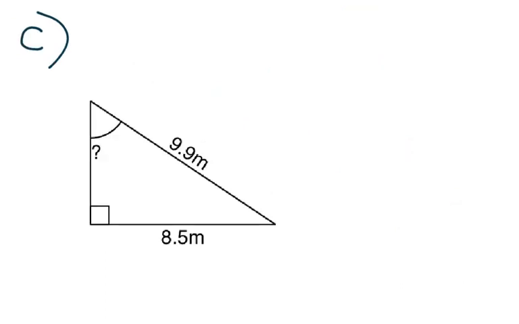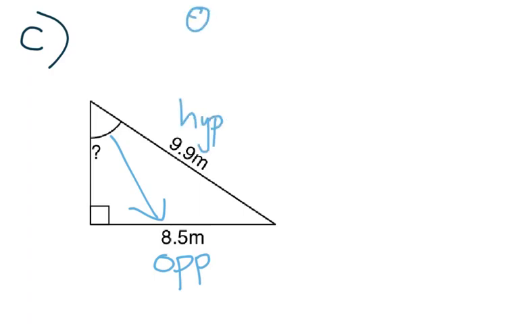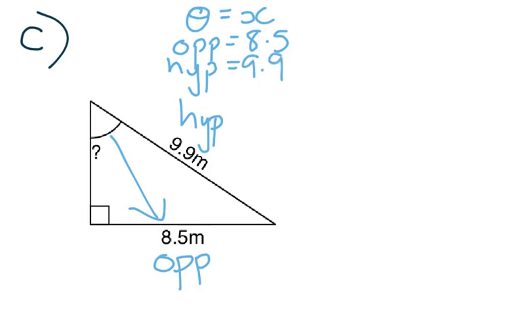Our third example is a little bit different. If we have a look, we label our sides. So we've got an angle here that's labelled, but we don't know what that is. We go across the triangle to get our opposite side, and then we have our hypotenuse here. So this time, it's our angle that we don't know. So our angle is x. Our opposite side is 8.5. And our hypotenuse is 9.9. We substitute in to the formula what we know. So sine of x is equal to 8.5 divided by 9.9.